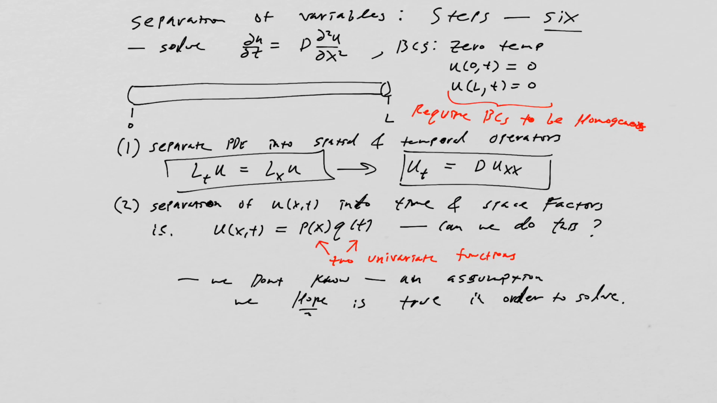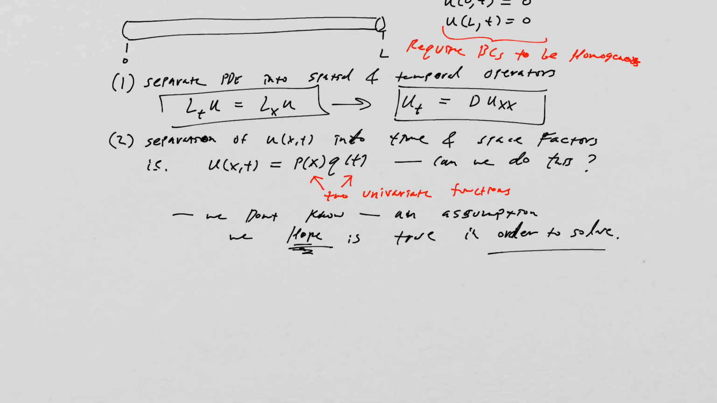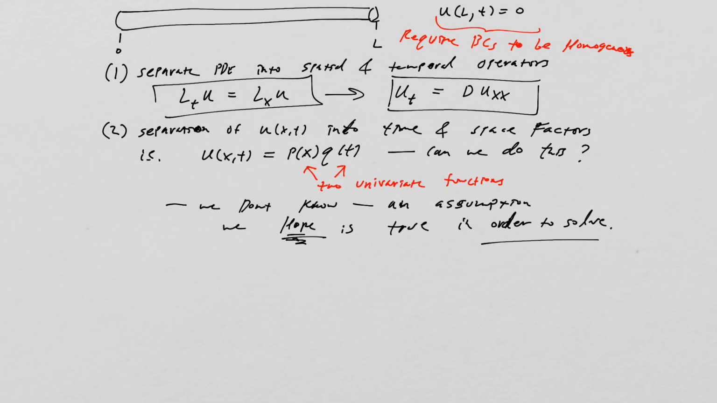Okay, that is another requirement of separability. So we don't know if this is true, but we're going to hope it's true in order to solve this thing. All right, the next step, with number 2, is now we have to plug in. We're going to plug in our U is equal to P times Q into the PDE.